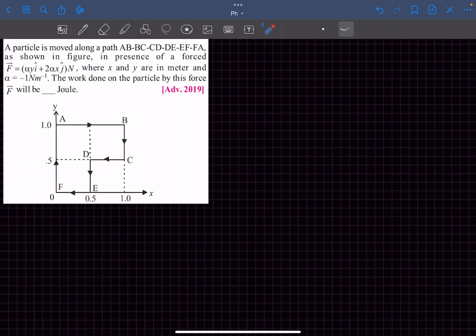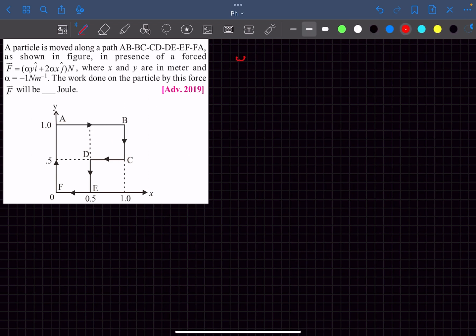So we have covered almost all the important cases in the syllabus for work calculation, and this would be the last problem of the day. This problem came in Advanced 2019. So we have a particle. It's moved along this path, as specified by the arrows, and the force is given to be varying with the position, and we have to determine the work done on the particle by this force F. Again, we have to separately find the works along these paths individually.